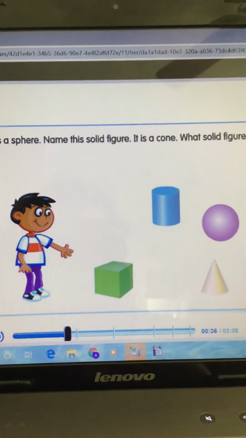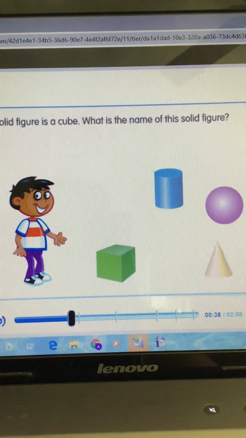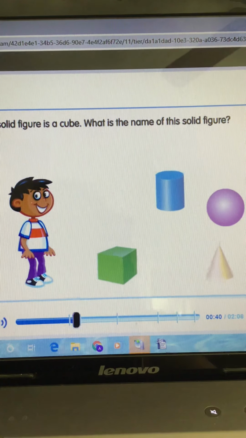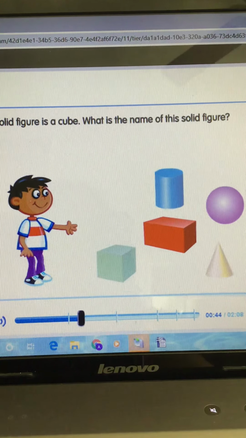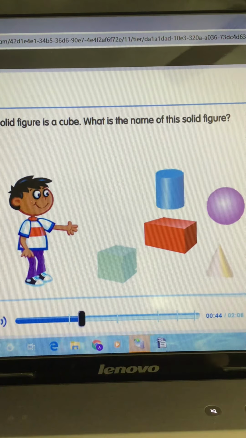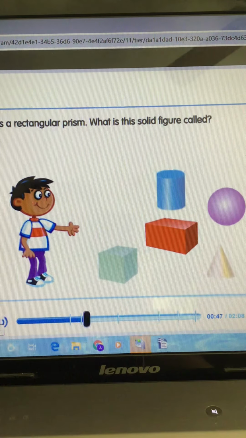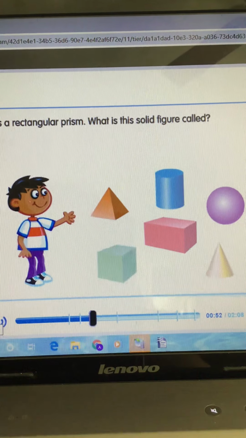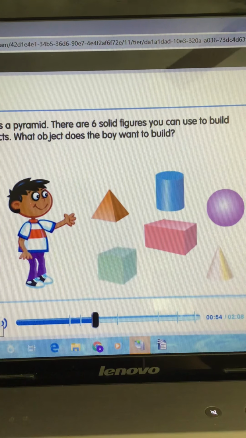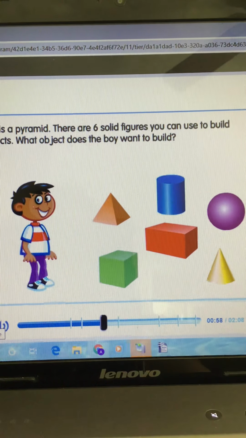What solid figure is this? So what do we know? What's the name of that? It's a cube. This solid figure is a cube. What is the name of this solid figure? This is a rectangular prism. What is this solid figure called? This is a pyramid. There are 6 solid figures you can use to build objects.